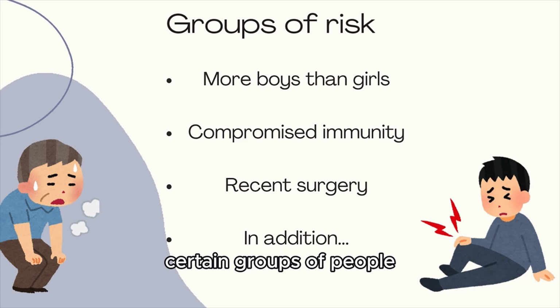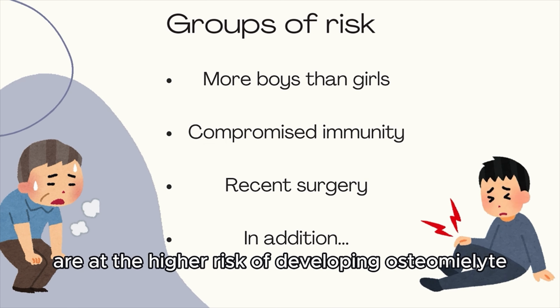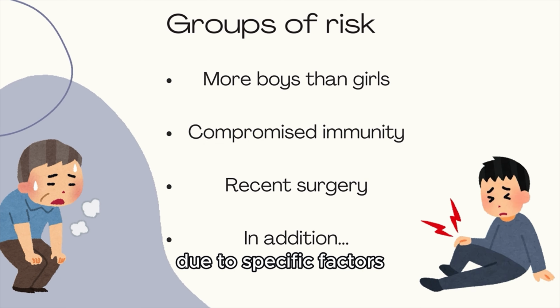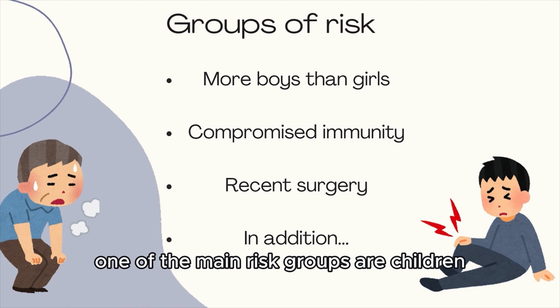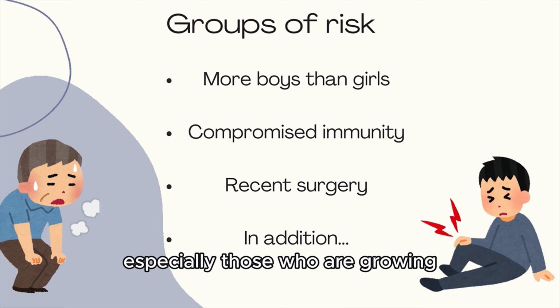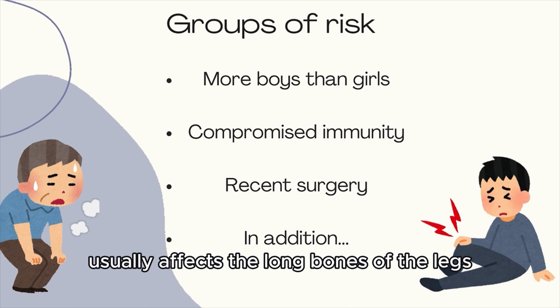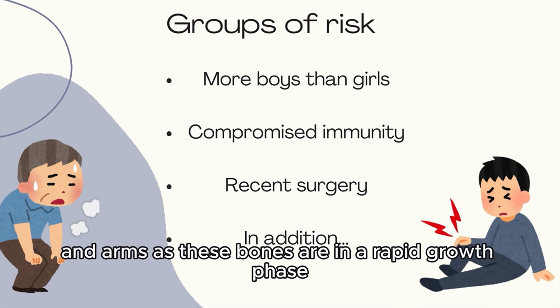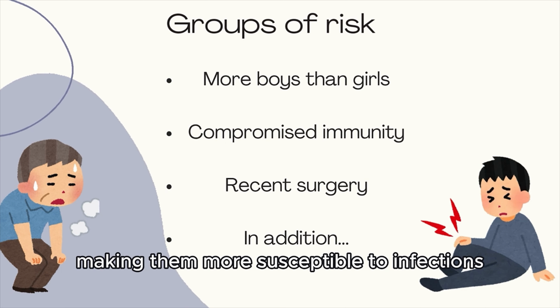Certain groups of people are at a higher risk of developing osteomyelitis due to specific factors. One of the main risk groups are children, especially those who are growing. In children, the infection usually affects the long bones of the legs and arms, as these bones are in a rapid growth phase, making them more susceptible to infections.